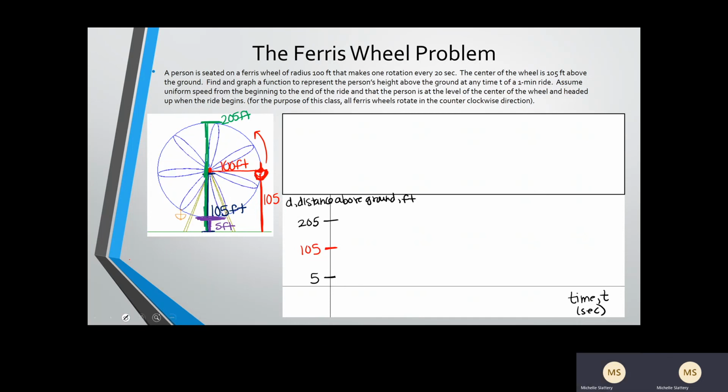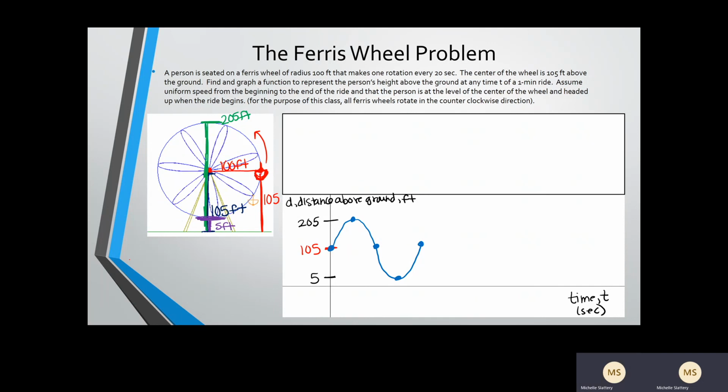All right, so now let's look at what function we're going to have. If I start here at 105 feet above the ground, rotating in a counterclockwise direction, I'm going to get further away from the ground to my maximum of 205. Then I'm going to get closer to the ground, to the lowest point here of 5. And then I'm going to go back to where I started. And so when I think about that, I can see which type of function I'm going to be writing. I'm going to be writing a sine function.